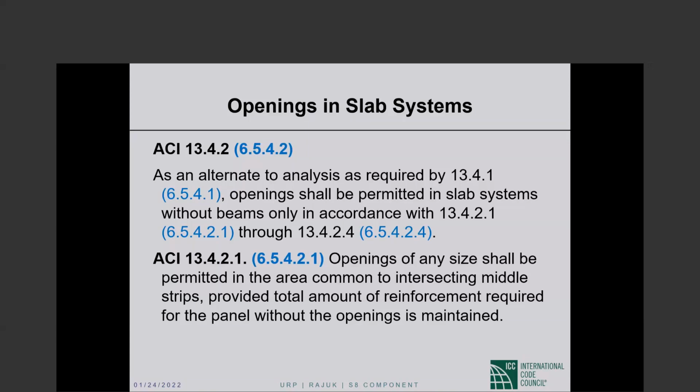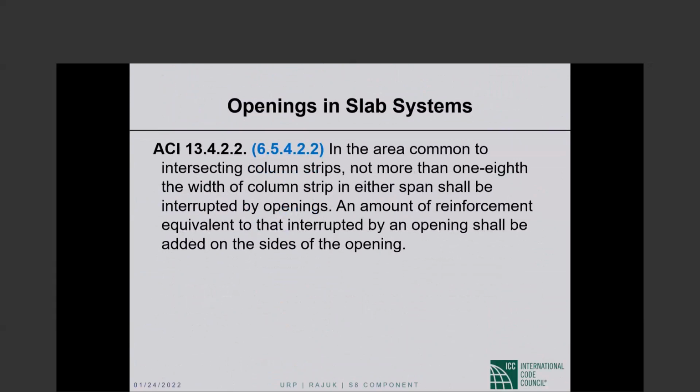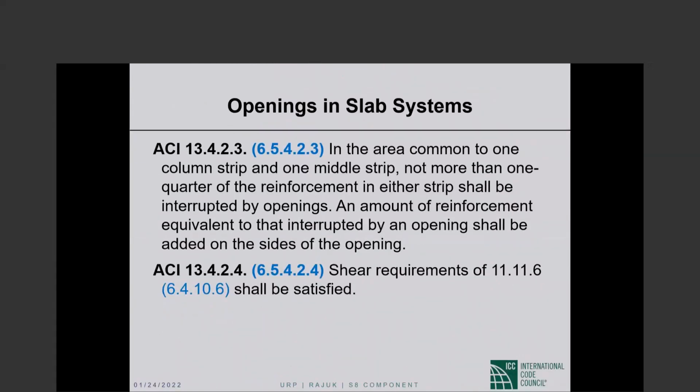provided the total amount of reinforcement required is maintained. In the area common to intersecting column strips, not more than 1/8 the width of the column strip in either span shall be interrupted by openings. No more than 1/8 the width of the column strip. An amount of reinforcement equivalent to that interrupted, that part is the same always. In the area common to one column strip and one middle strip, not more than 1/4 of the reinforcement in either strip shall be interrupted by openings.